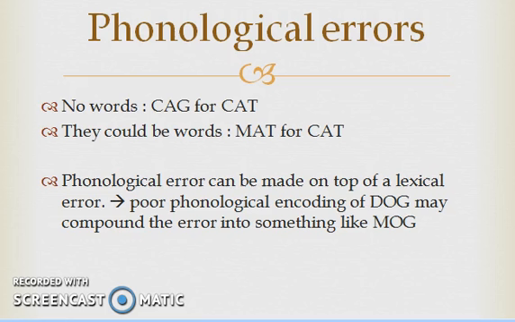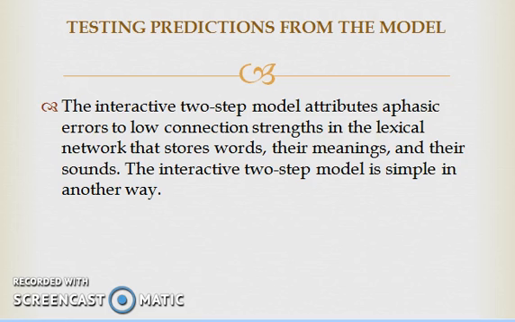These kinds of errors are extremely rare in normal speakers, but are not uncommon in aphasic speech. The model explains such errors through its assumption of two retrieval steps. And in the next one, we continue to testing predictions from the model. The interactive two-step model attributes aphasic errors to low connection strength in the lexical network that stores words, their meaning, and their sounds.